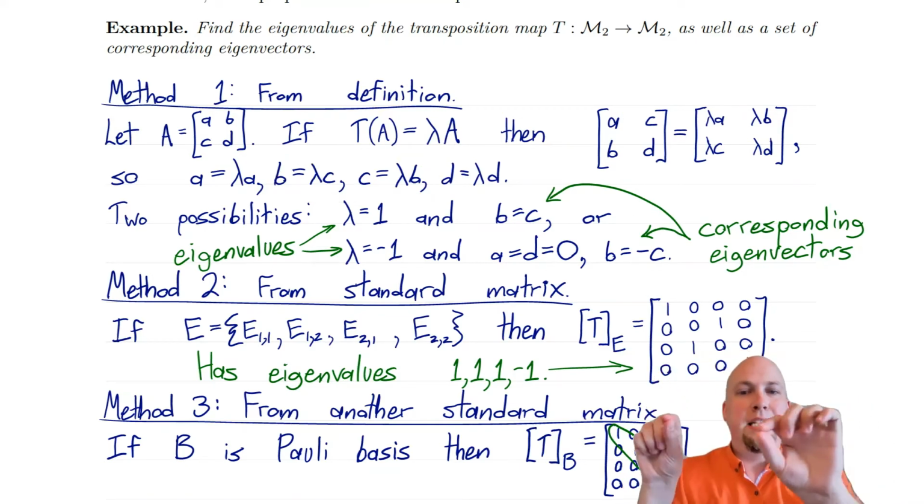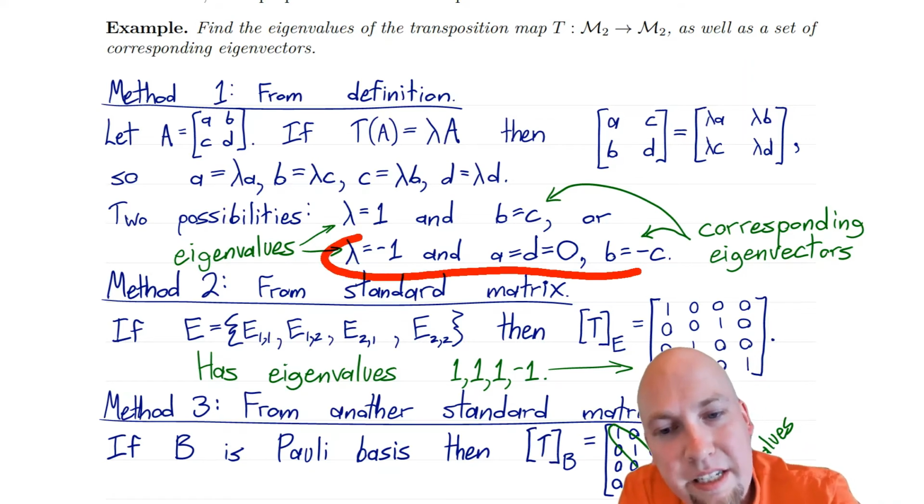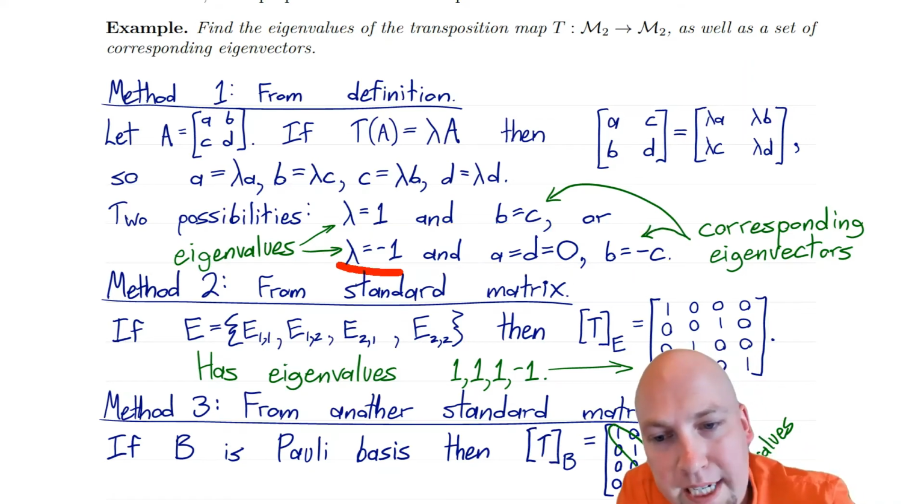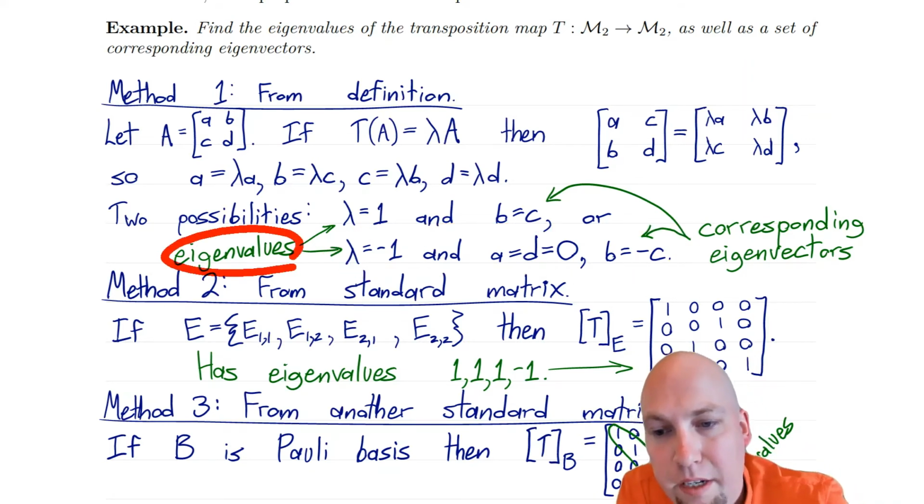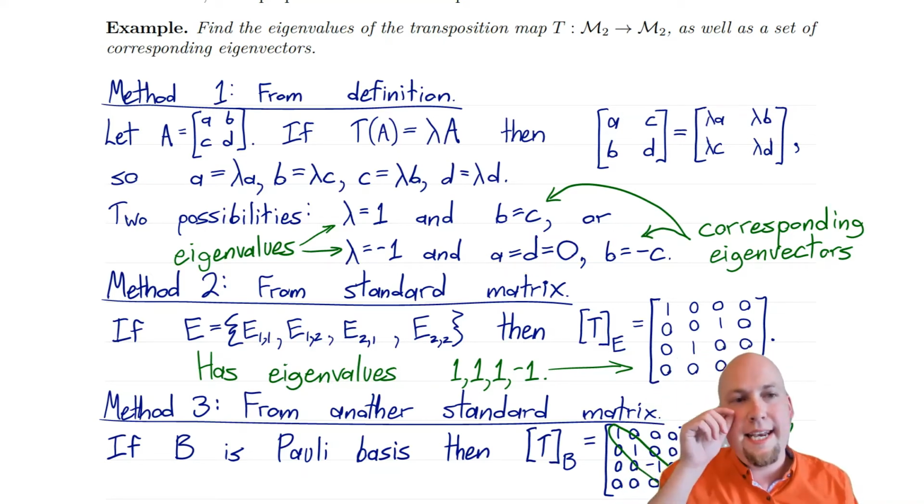And what's happening is B equals minus C, and then C equals minus B, okay? So this is the only other possibility. Lambda equals -1, that's also an eigenvalue of the transpose map. And this time, we need the diagonal entries equal to 0, and the off-diagonal entries are just negatives of each other.